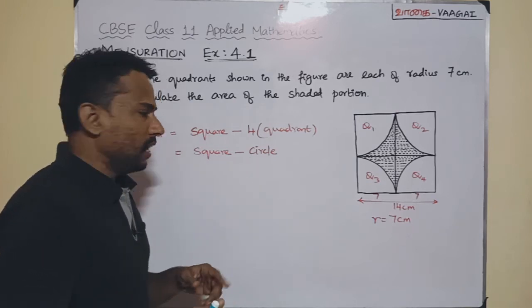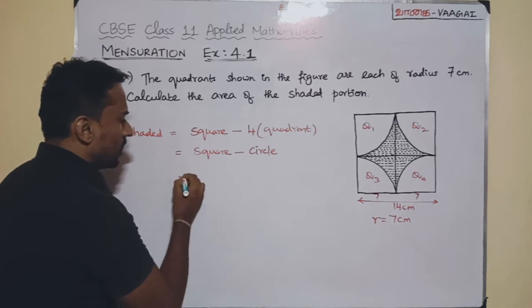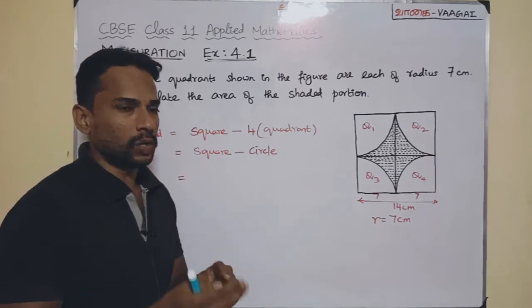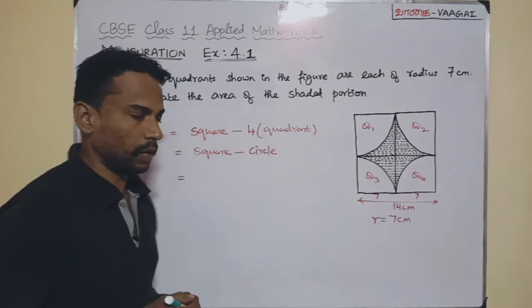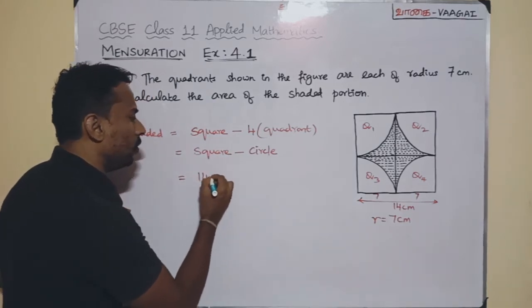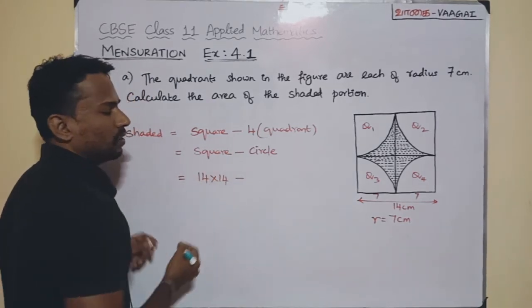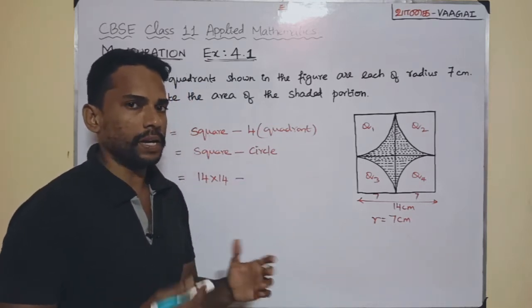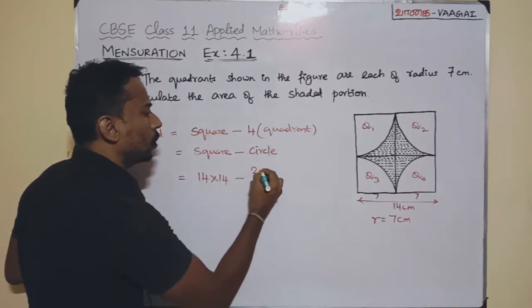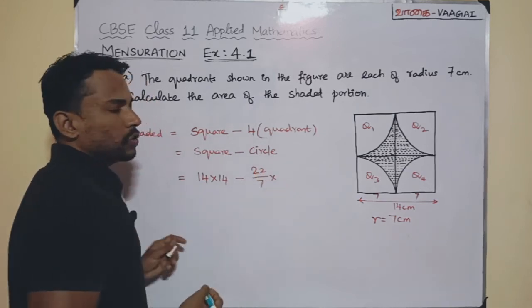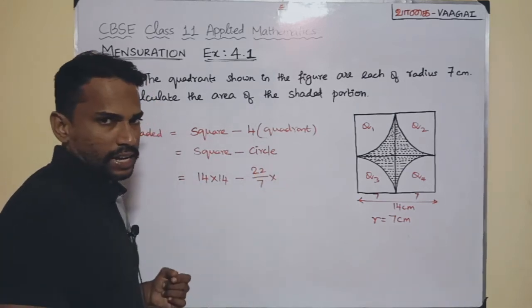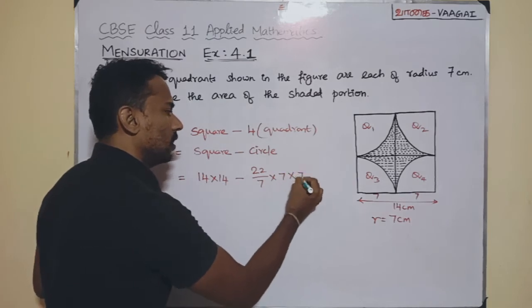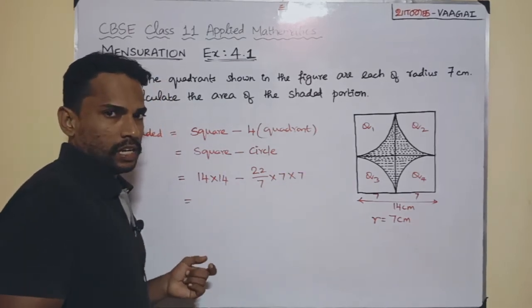Where side of the square is what? Area of the square is side into side. Side we just calculated as 14. That means area of the square will be 14 into 14. From this we should subtract the area of the circle. Area of the circle we also know very well, pi r square. So pi r square will be 22 by 7 into r, where r is the radius 7. So 7 into 7. Now if we simply do this, we will easily be able to get the answer.